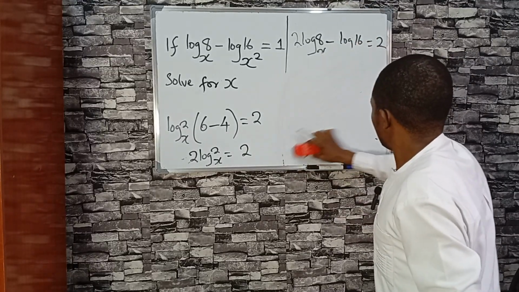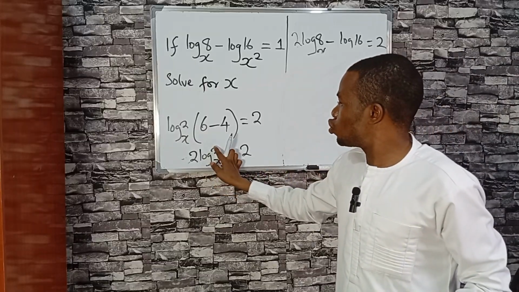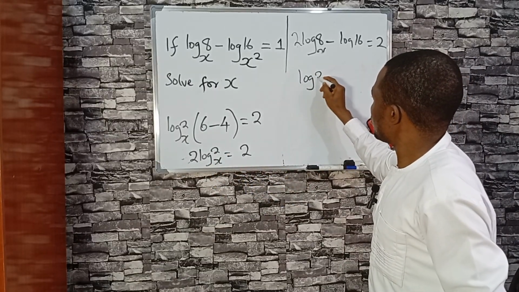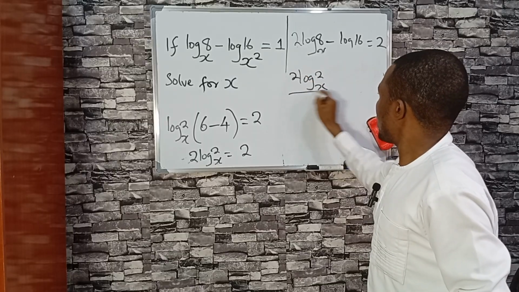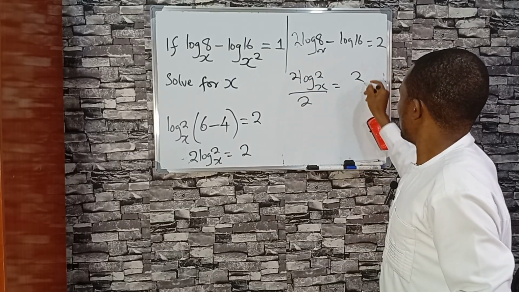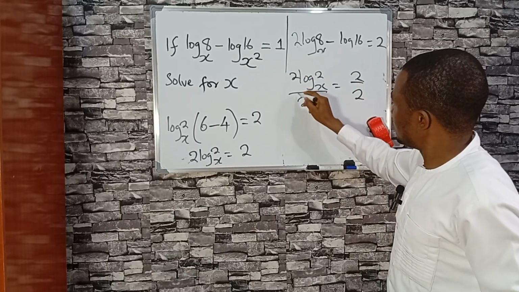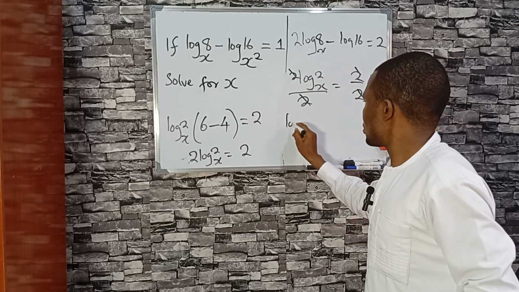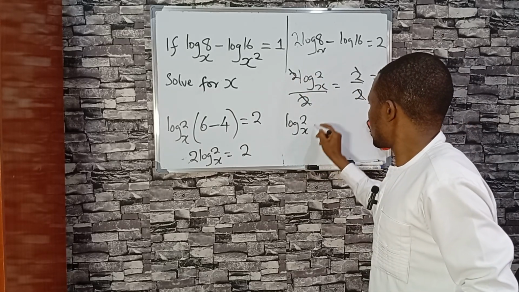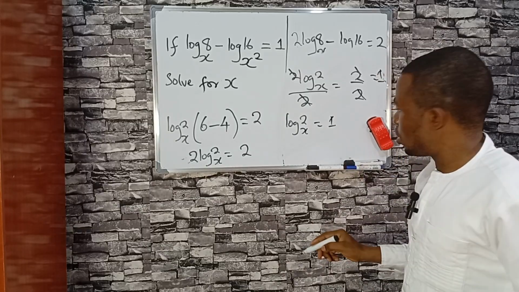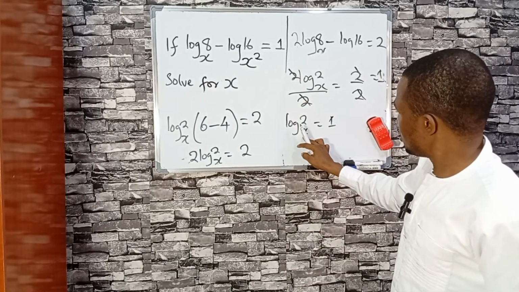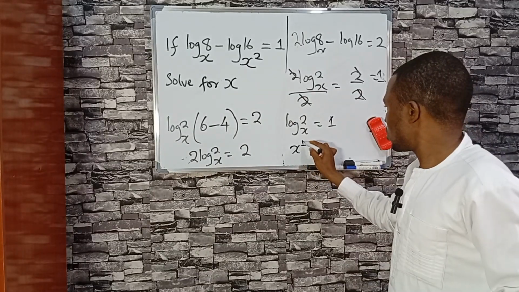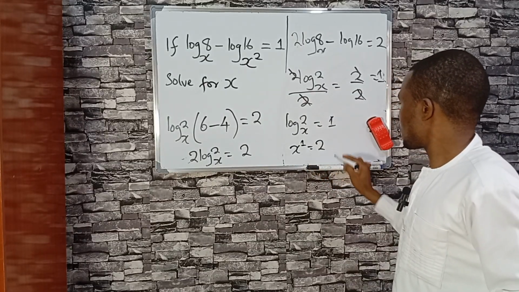We're almost there. We're looking for log 2 base x to stand alone. So if that happens, what if we divide through by 2 such that this will cancel this, give you 1. So we have log 2 base x equals to 1. Logarithm says that you can raise this to power to what is here. That means x raised to power 1 equals to 2 that is here.